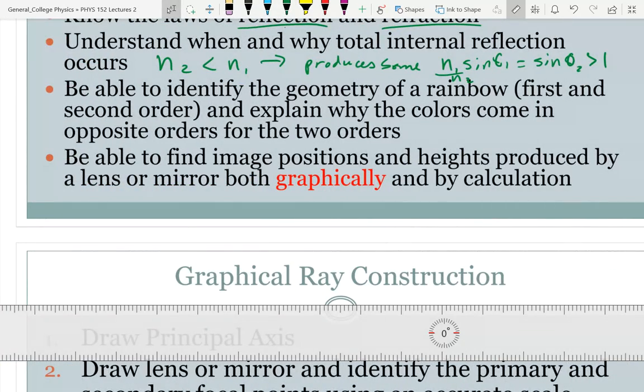Geometry of a rainbow. Remember your basics. First order rainbow, light comes in, refracts, reflects once off the back, comes out, refracts out again. Second order rainbow, light comes in, this time at the bottom of the droplet, refracts in, reflects twice, then refracts out. So second order rainbow, two reflections. First order rainbow, one reflection.